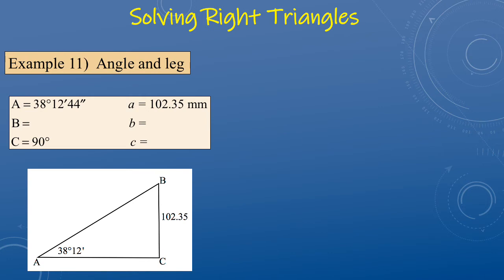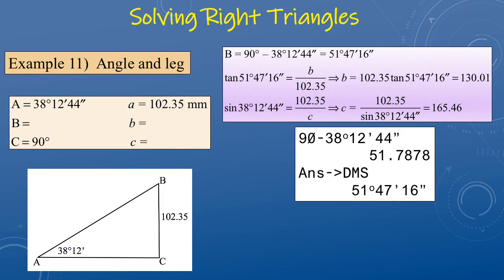Example 11 is similar to 10 in that we have an angle and a leg. However, in this case, angle A is given in degrees, minutes, and seconds, and little a has units of millimeters. That doesn't change how we do the problem, though. We still make a picture relative to scale to give an idea what kind of answers we should expect. This problem is done similar to example 10.